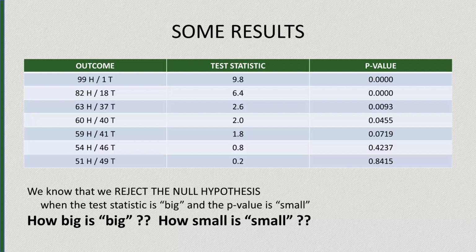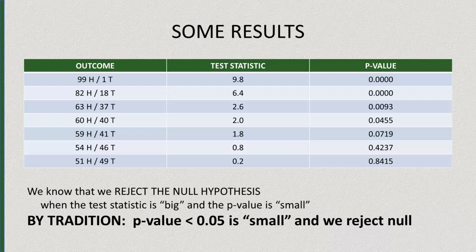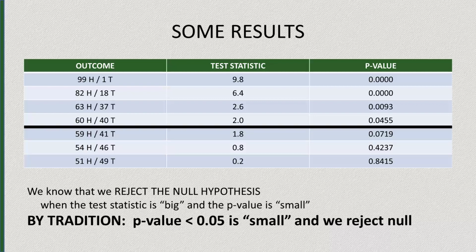It's an excellent question. I'm glad you asked that. The answer is, by tradition, p-values of 5% or less are small, and we will reject the null hypothesis. Whereas p-values larger than that are big p-values, and we don't reject. Notice where the line is drawn.